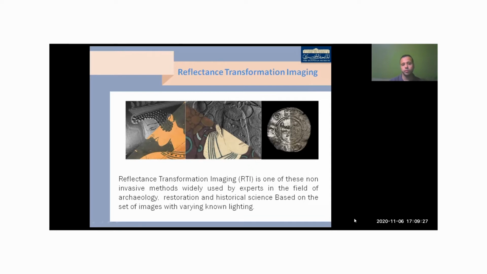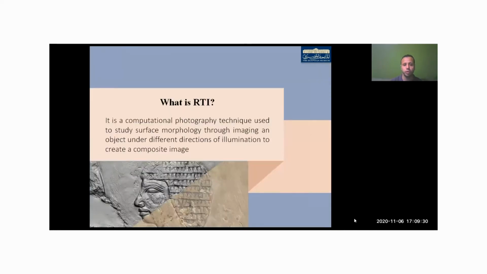So, our first key: what is RTI, what is reflectance transformation imaging. This technique is a computational photographic technique used to study surface morphology through imaging objects under different directions of illumination to create a composite image. That makes RTI an affordable and accessible resource, which would be beneficial for both cultural institutions and individual conservators for the documentation and evaluation of cultural heritage.